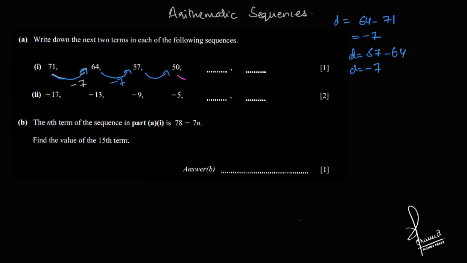तो अगली term क्या हो जाएगी? अगली term हो जाएगी 50 minus 7, which is going to equal to 43. And then the next term is going to be 43 minus 7, which is going to equal to 36. दूसरे सीक्वेंस पे आ जाए.